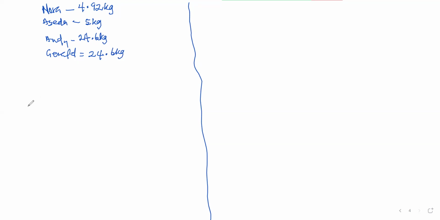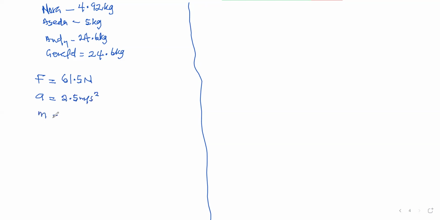So the tension in a rope used to raise an object is 61.5. So F is 61.5. And we are told if the acceleration of the object is, so a is 2.5 meter per second squared. What is the mass?